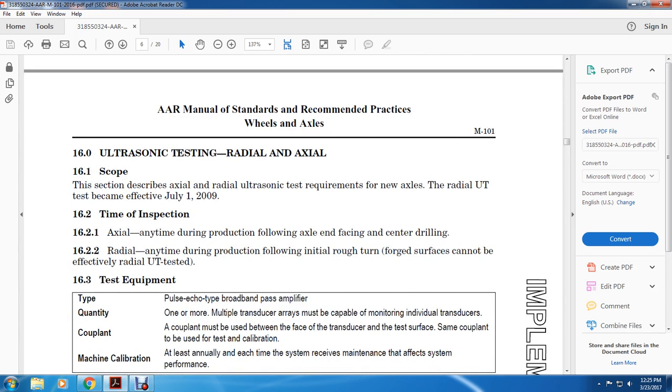16.0 Ultrasonic testing, radial and axle scope. This specification describes the axle and radial ultrasonic testing requirements of new axles. The radial ultrasonic testing became effective July 1st, 2009. The axle inspection time is anytime during production, after axle end facing and center drilling. The radial inspection is anytime during production, after the final initial running turn, since the forward surface cannot be effectively radially ultrasonic tested.